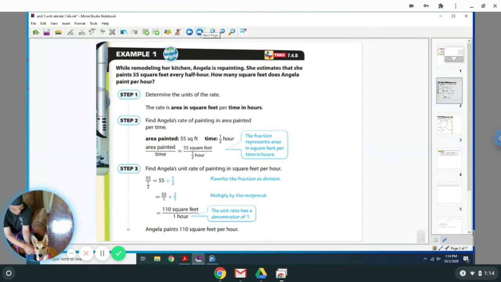While remodeling her kitchen, Angela is repainting. She estimates that she paints 55 square feet every half hour. So her current rate is 55 square feet for every half hour, so 0.5 hours. So what we want to do is figure out how much she paints in 1 hour. So all you need to do is divide 0.5 into 55. And then you get 110. So it means she does 110 square feet for every 1 hour.